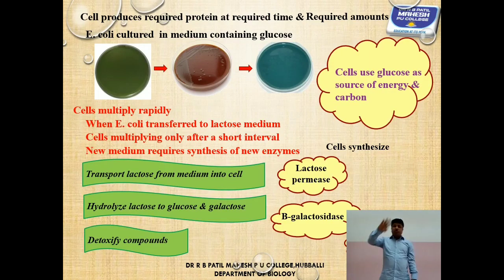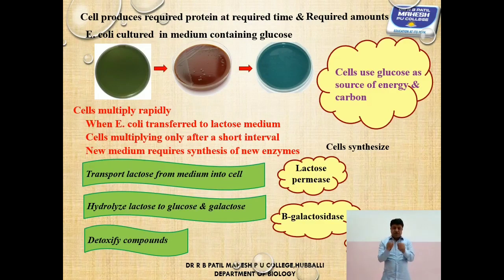Soon after synthesis of these enzymes, what happens? Immediately multiplication starts. Look at here. When the bacterial cells are transferred into the glucose media, immediately they start multiplying. When the same bacterial cells are transferred into the lactose media, it will take time because they synthesize a set of enzymes, and those enzymes convert lactose into glucose plus galactose, and that glucose is utilized for multiplication.